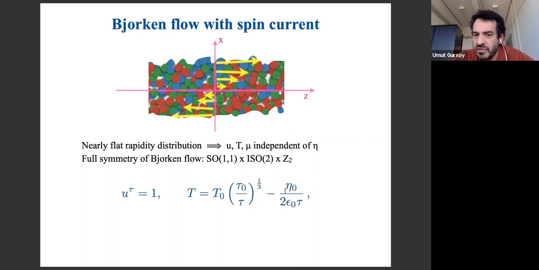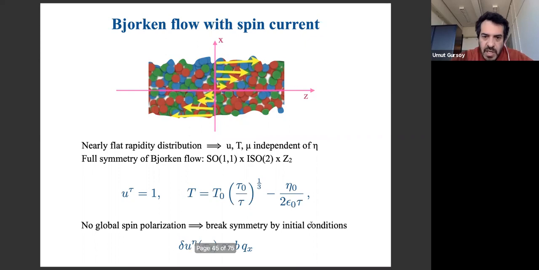You see that there is this shear correction, and there is this ideal piece that goes like 1 over tau to 1/3, etc. And if the symmetry is not broken in these initial conditions, then you get no spin polarization. The spin polarization is 0, just by the symmetry. You cannot write down some non-trivial spin chemical potential respecting these symmetries.